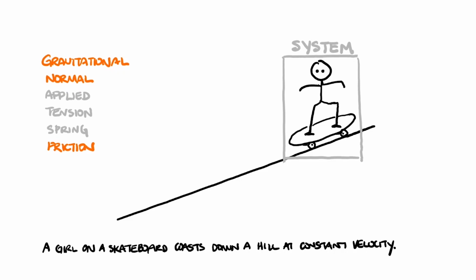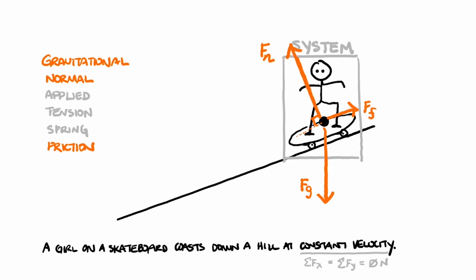Since the girl's skateboard system is moving at constant velocity, we know the forces in both the horizontal and vertical direction are balanced. Okay, let's draw it. The force of gravity acts downwards, as always. The normal force acts perpendicular to the surface, as always. However, in this case, the surface is at an angle, causing our normal force to also act at an angle. The force of friction is directed opposite to the direction of motion, so it will point up the hill parallel to the surface. All right.